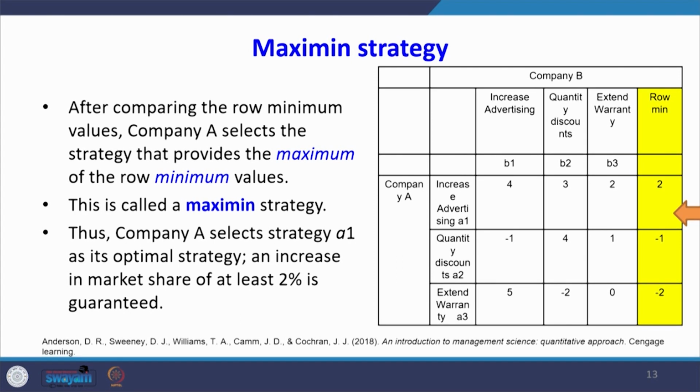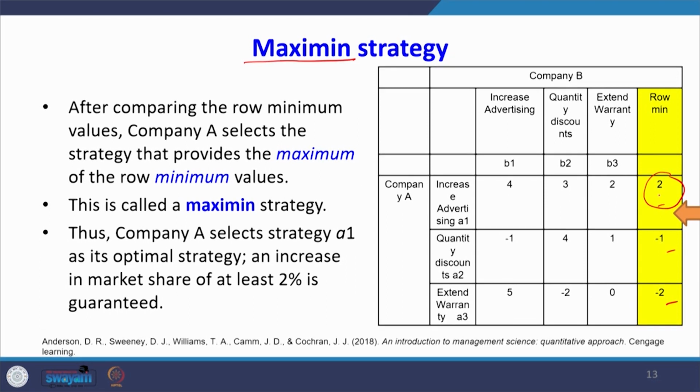That strategy is called the maximin strategy. What is the meaning of the maximin strategy? Company A will try to maximize its minimum gain. What we have done: row-wise we have found the minimum values, 2, -1, -2. Out of this, which is maximum? This 2 is maximum. So, this point is called the maximin strategy.